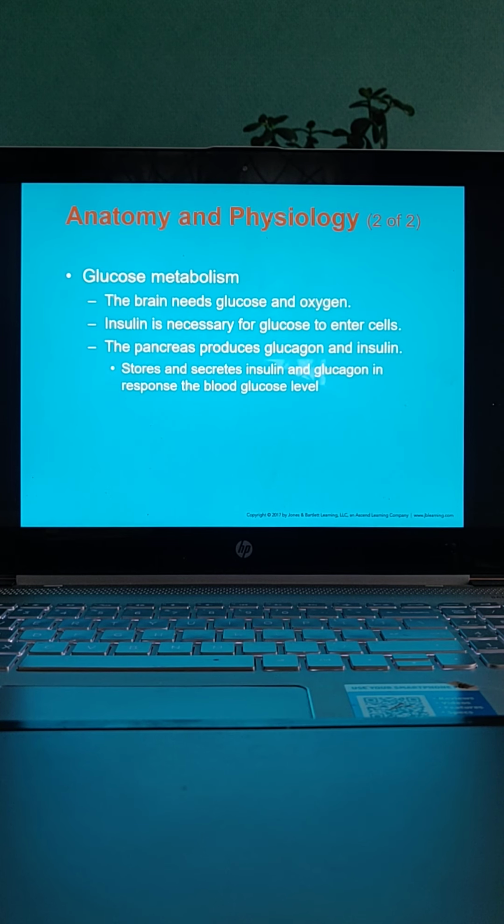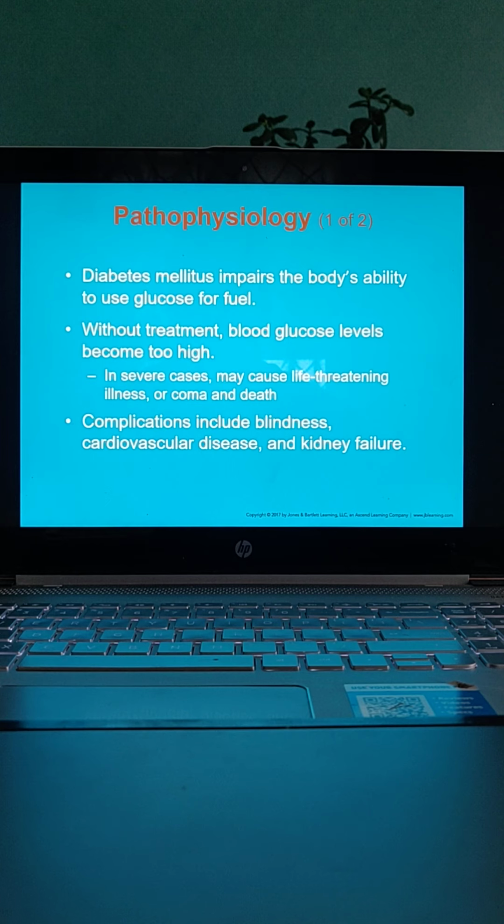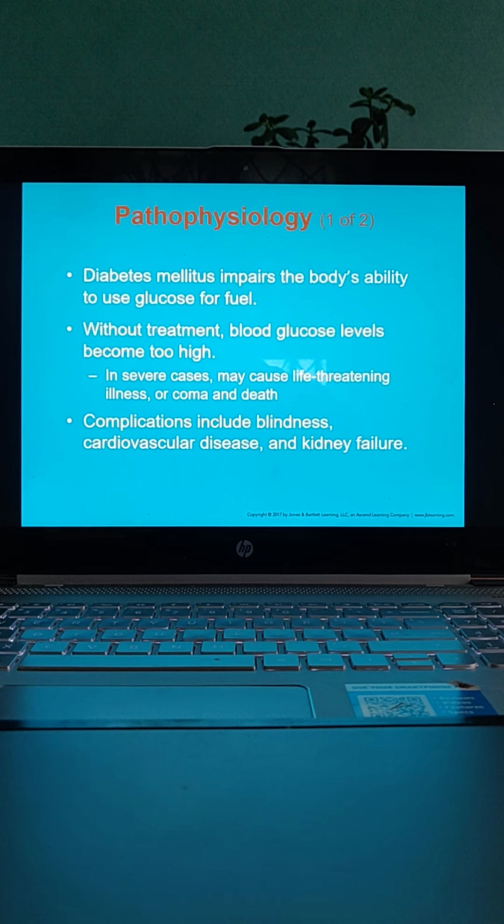The pancreas produces glucagon and insulin. It secretes insulin and the glucagon in response to the blood glucose level. Diabetes. Diabetes is a disorder of glucose metabolism. The body basically has a problem, which is an impaired ability to get the glucose into the cells to be used as a fuel.